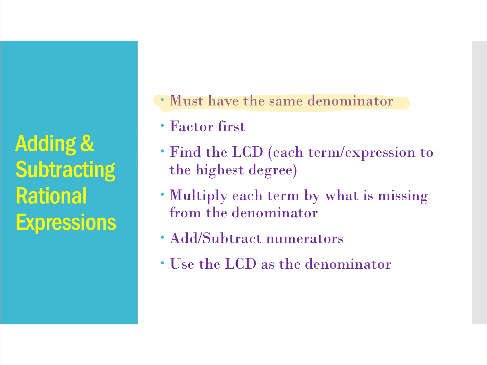We must factor the denominators first. Every single time that you can factor a denominator, you need to do that first. And that will help us find our least common denominator. All right, our least common denominator, which you guys are all familiar with. Then we're going to multiply each term by what is missing from our common denominator, add or subtract the numerators, and there we go. You're always going to simplify at the end.